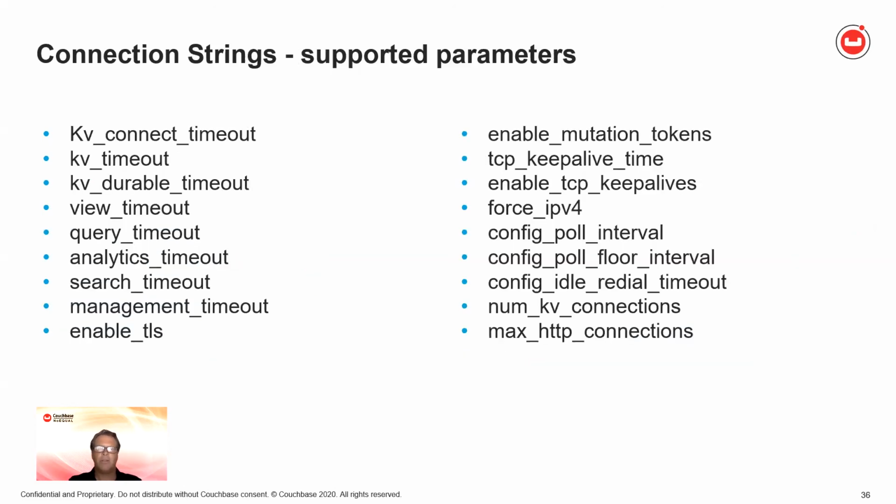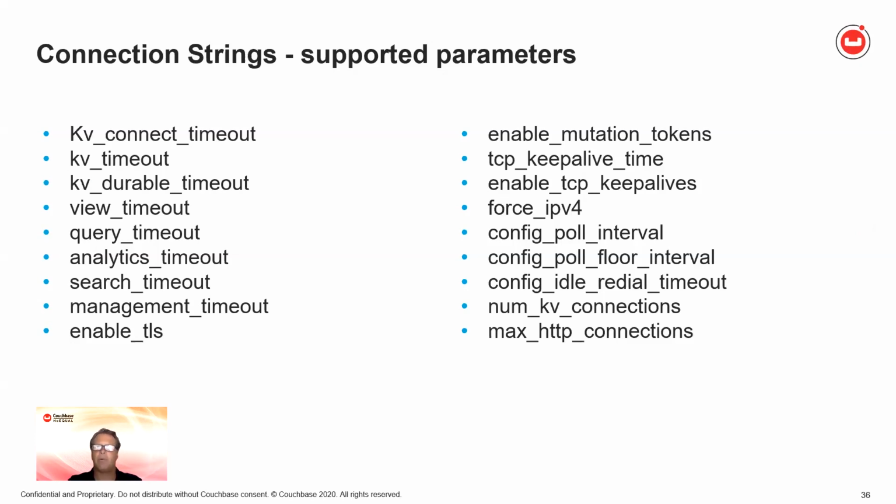So connection strings support several different parameters, not all of them, but most of them. Here are the major ones that are supported. Lots of timeouts, enabling TLS. Instead of just adding the S, if you don't add the S, you can also enable TLS. Set it equal to true, and then set up your cert, and that'll work as well.